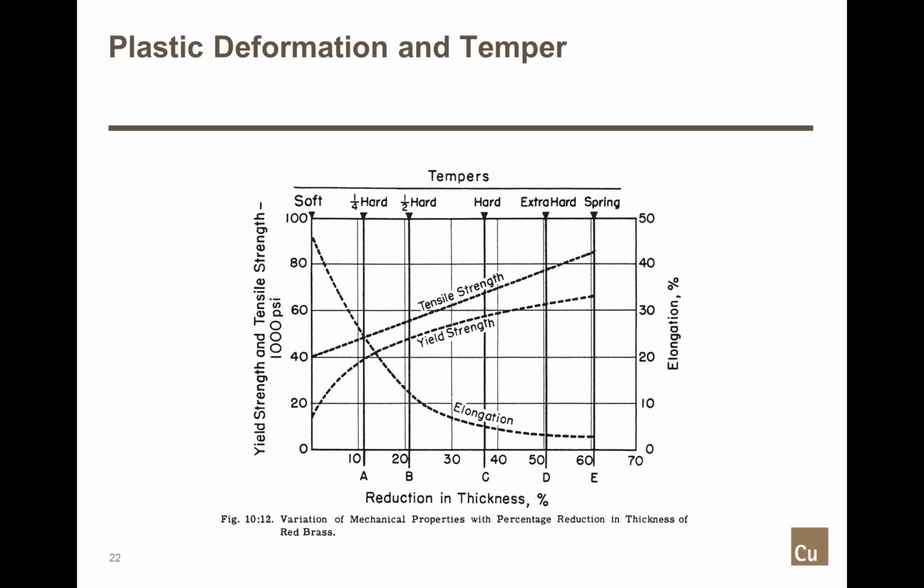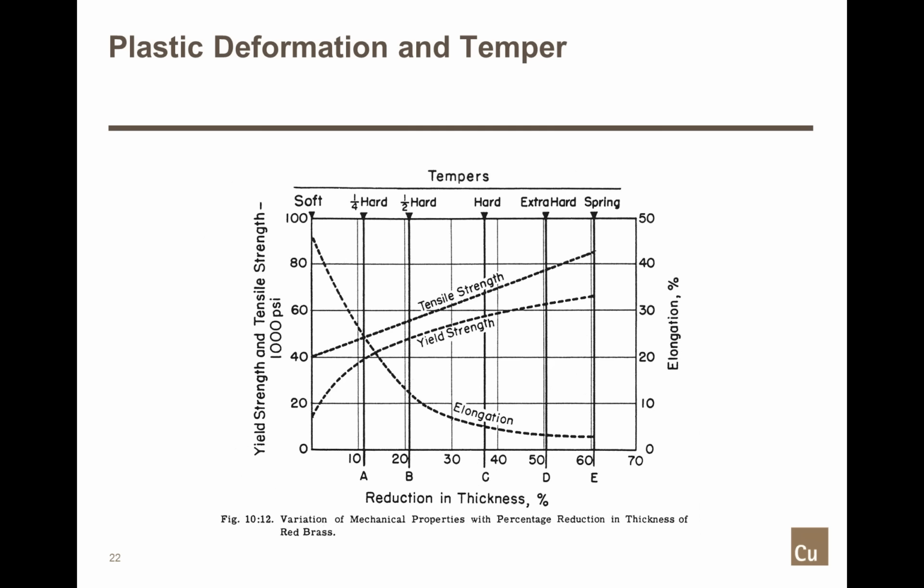Well, if you're soft or the material is soft, there's no reduction. If you're quarter hard, you have about a 10%, 12% reduction on final rolling to give you that temper. If it's spring, you have about a 61% reduction between the preparation size and the final size to give you that spring temper.